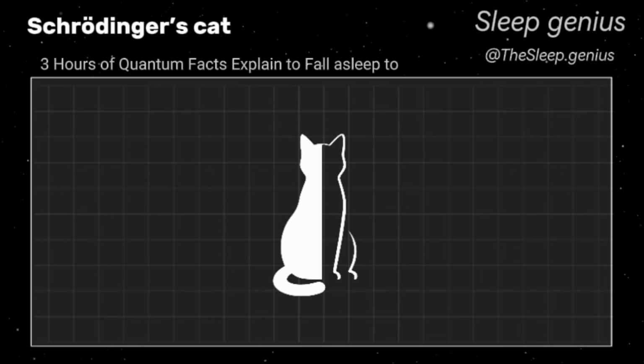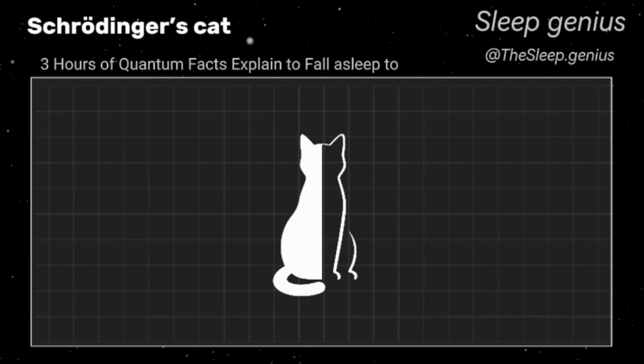This setup presents a paradox in which, according to quantum theory, the cat is simultaneously alive and dead until an observation is made. The experiment is not about harming animals, but about highlighting the strangeness of quantum superposition and the role of measurement in determining reality.